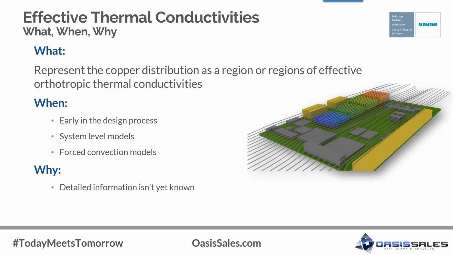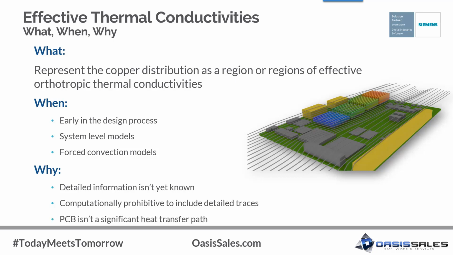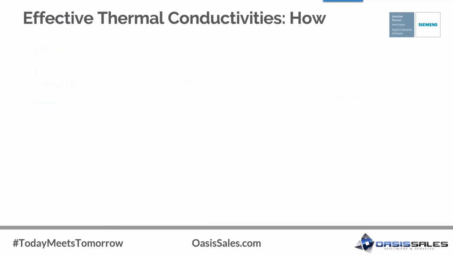Or it may be that modeling the detailed PCB traces would result in a model that is too computationally expensive. Thermal analysis involves balancing accuracy with analysis time. It could be that the PCB isn't a significant heat transfer path. In the example shown, the critical components are heat sinked and a small percentage of heat is rejected through the PCB. It wouldn't be wrong to model the PCB in more detail, but it typically wouldn't result in a more accurate thermal model.